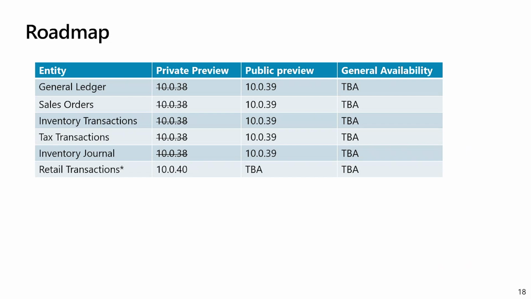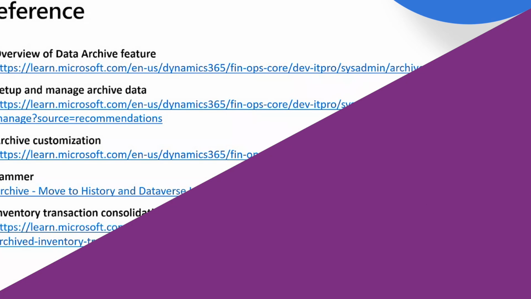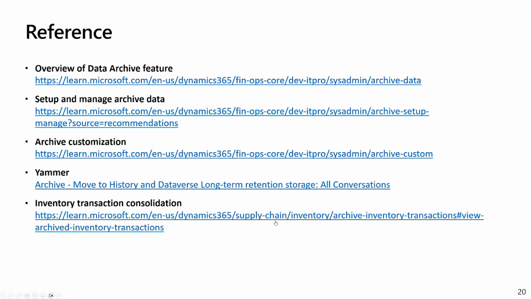Retail transaction is a little bit behind in the race, so currently it is under testing. Once the testing has been done by engineering, it will be available for private preview for selected customers. Once it has been tested with a few strategic customers that we are already engaged with, we'll declare the public preview, probably in 10.40 or late 10.40 or 10.41, and general availability will be decided later on. Okay, so that is about the data archive.